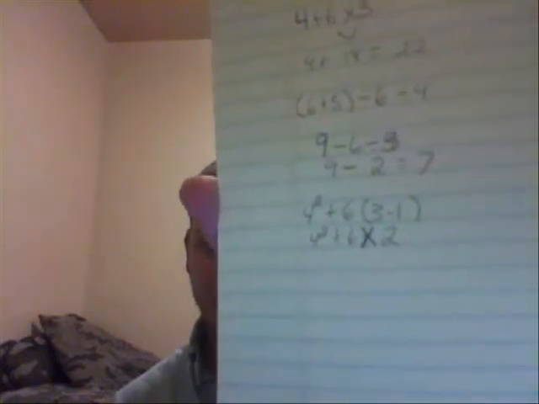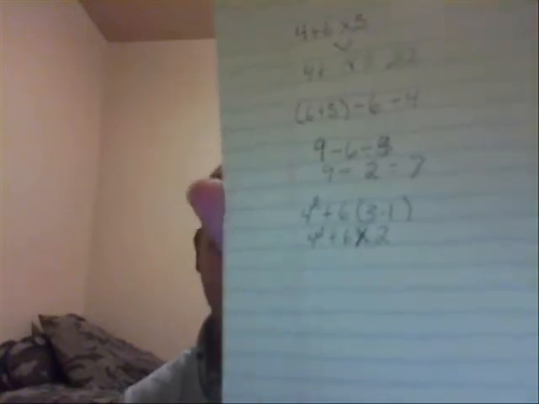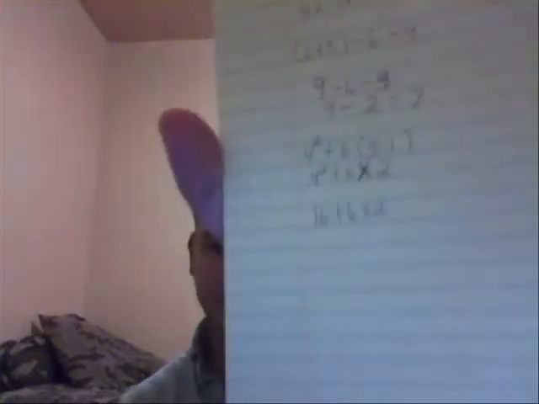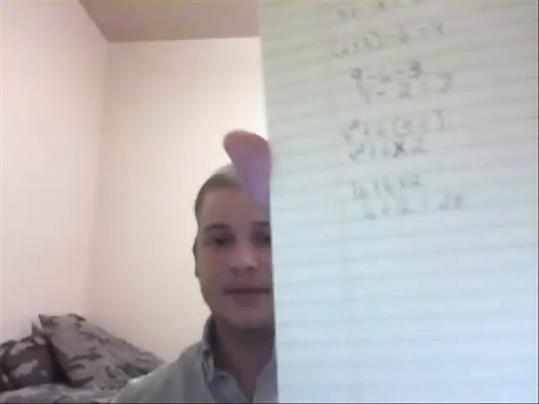Remember, we go left to right, and squared, that's multiplication. So we're going to start with 4 squared. 4 squared is, of course, 16. So it goes 16 plus 6 times 2. And what we got to do is our next order of operations. Okay? It's not going to be 16 plus 6, but 6 times 2. So 6 times 2 is 12. So 16 plus 12 equals 28. And there's your answer, class.